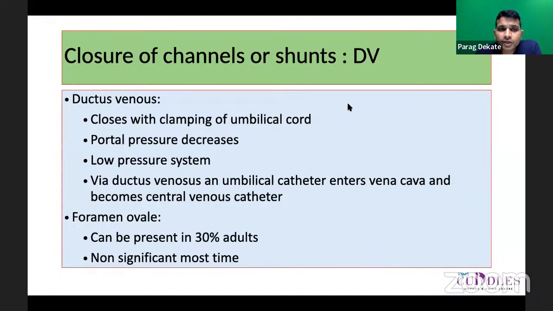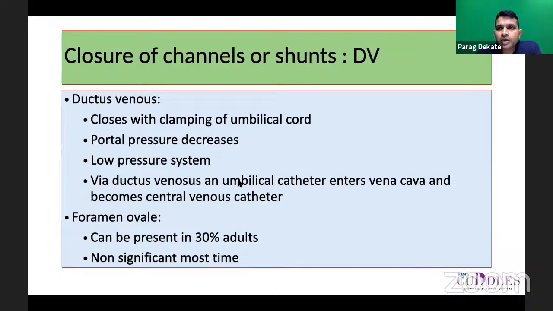Now, what about the ductus venosus? The ductus venosus closes with the clamping of the umbilical cord. There is not much utilization of the ductus venosus. There will be no flow because you're clamping the umbilical vein, so there is no flow going from the umbilical vein into the ductus venosus. At the same point in time, portal pressure decreases. So you don't require any transitioning of blood into the portal circulation. So it's a very low pressure system.